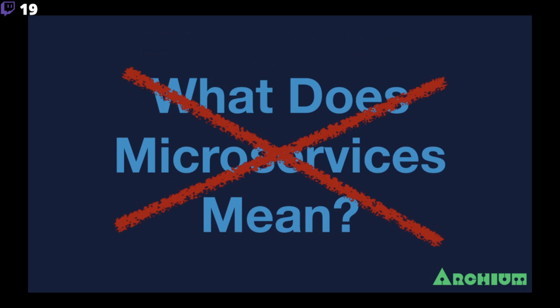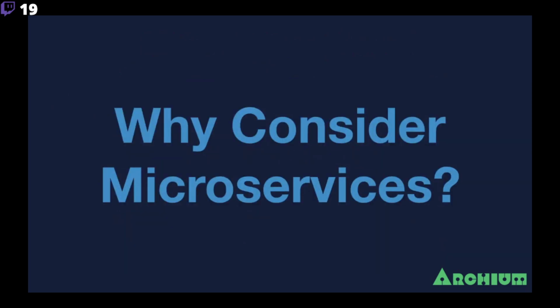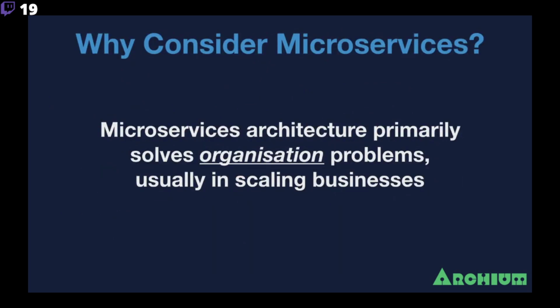Why consider microservices? The way I like to summarize this is that microservices architecture is primarily about solving organizational problems, usually in businesses that are scaling. While the idea of implementing microservices is quite technical, talking about software, how we're going to cut it up, ship it, change it, and test it, the actual things we're trying to solve with that technical solution are organizational problems.